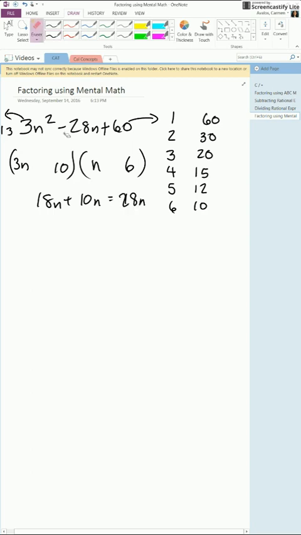But I want it to be negative, and this has to be positive. And this is multiplication, this is adding. So then I do a minus on both. And therefore, that gives me a negative 18 and a negative 10, which is going to give me a negative 28. So that is one that works, and that is factoring.